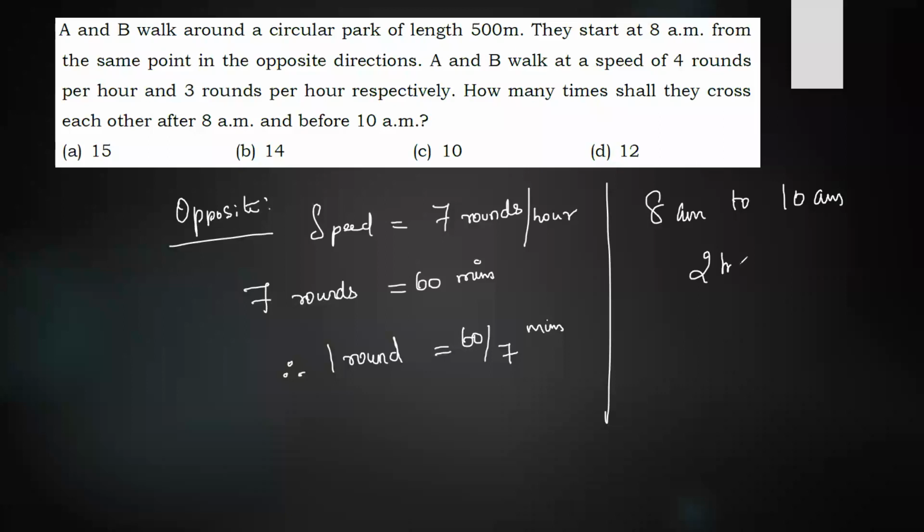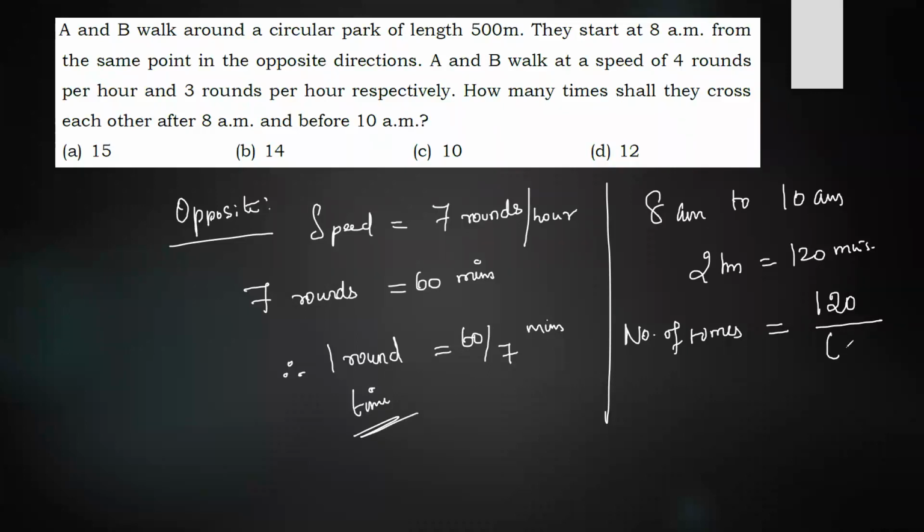Sir, keep it as it is so that later we can cancel. So now we have to find out, from 8 a.m. to 10 a.m., it takes 2 hours. 2 hours in the sense 120 minutes. Perfect. So from 8 to 10, 2 hours, divided by 120 minutes. So 120 divided by 60 by 7. That's all. Good.